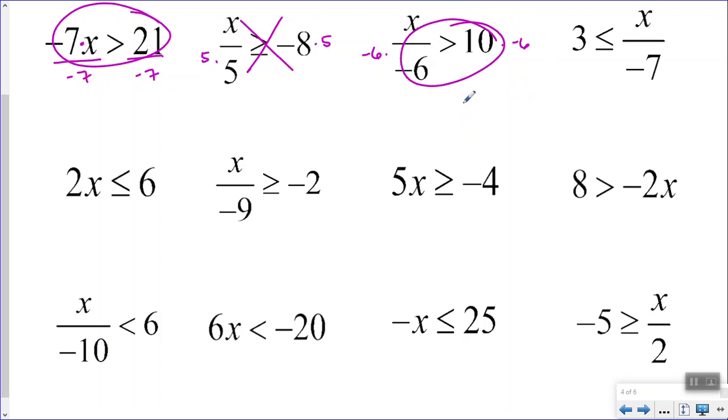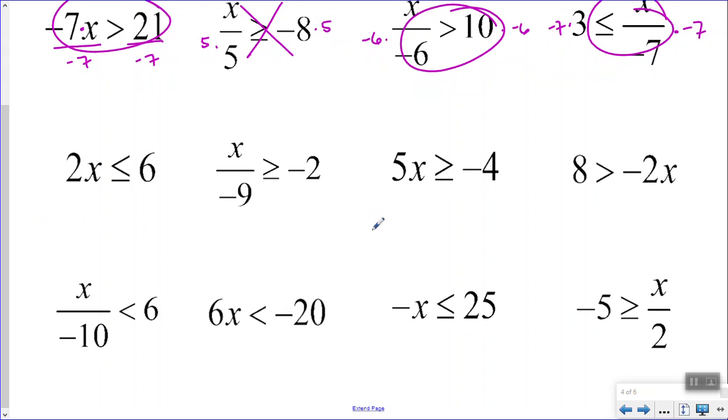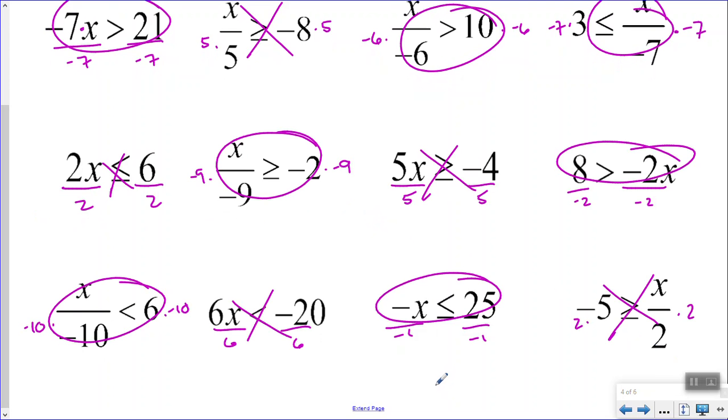For this last example, even though things are turned around, I see division by negative 7. In order to undo that, I need to multiply on both sides by negative 7. Because I'm multiplying on both sides by a negative number, that means that my inequality is going to have to flip, and we're going to circle this problem. Go ahead and pause the video and see if you can identify the other problems where you would need to flip the inequality symbol. Go ahead and check your work.